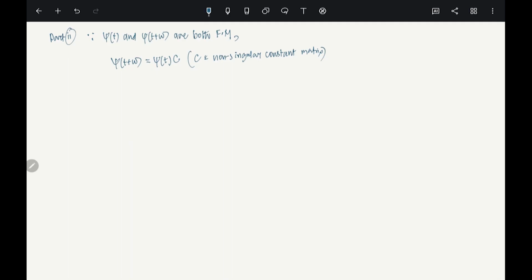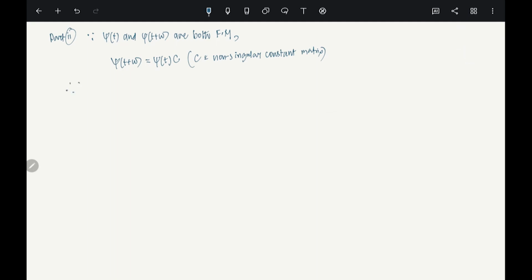So since phi of t plus w is a fundamental matrix, phi of t plus w can be written as phi of t times C. Is it okay? Now you see what we are going to do. This C is a non-singular constant matrix, right? So now what we will do is this.